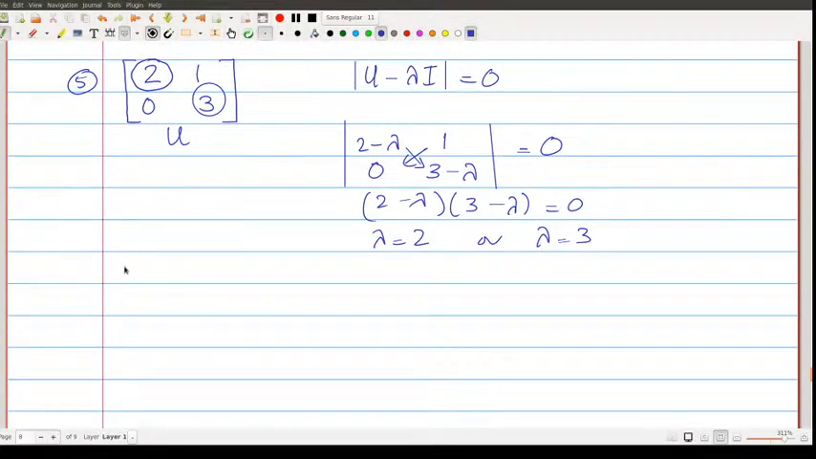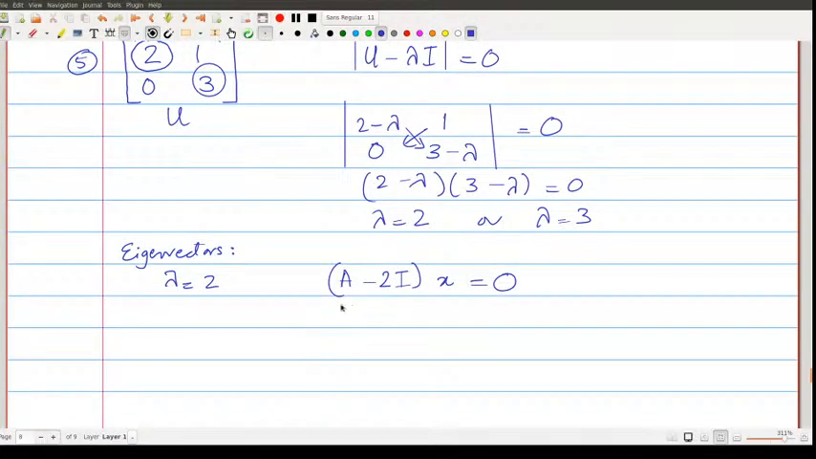Okay, so what about the eigenvectors? We do need to solve for the eigenvectors. Let's see what we get. So lambda equals 2. I need to solve (A minus lambda I)x equals 0, so (A minus 2I)x equals 0. How do I do that? What is this matrix? 2 minus 2 is 0, 1, 0, and 3 minus 2 is going to be 1.